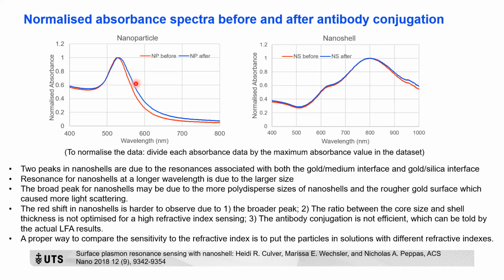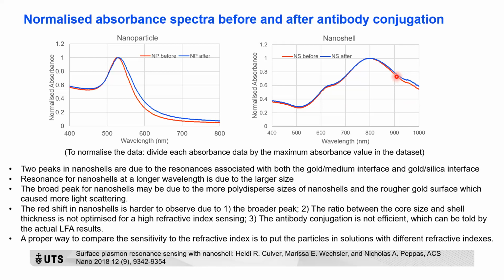As I mentioned just now, with the nanoshell it is a bit hard to see the red shift, and that's also due to some reasons. The first reason is that this peak is very broad, so that makes it harder to observe a very small red shift. When we do optical sensing, there is a thing called a high Q factor. That means we need to produce a very narrow peak so that we can observe very slight changes. But here for the nanoshell, because the peak is too broad, it's very hard to observe.